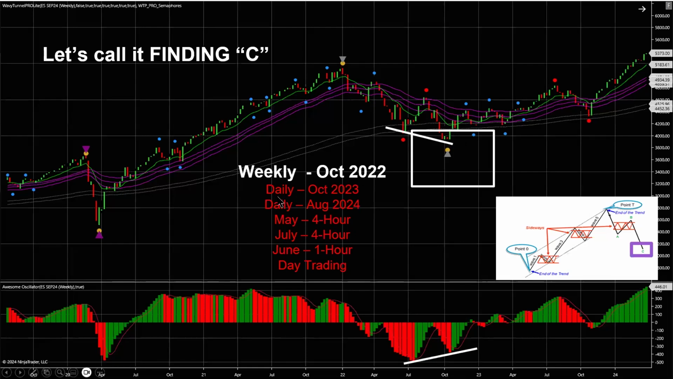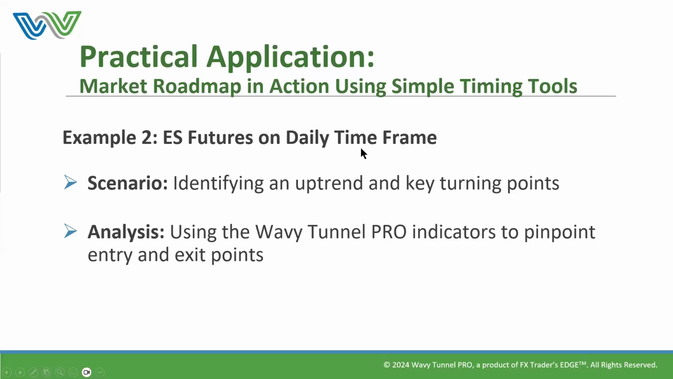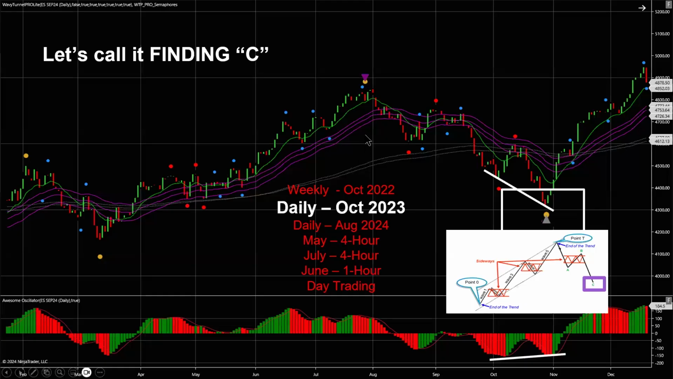Now we're going to look at the daily, October 2023. So we're going to zoom in on this piece up here. So the daily time frame is, again, we're going to be identifying an uptrend and key turning points. It's the exact same pattern, and I'd like you to internalize this pattern so that you can see it yourself in the markets, using the Wavy Tunnel Pro indicators to pinpoint entry and exit points.